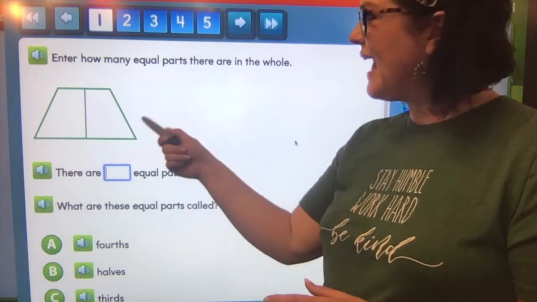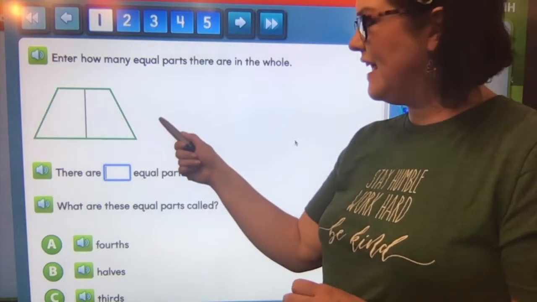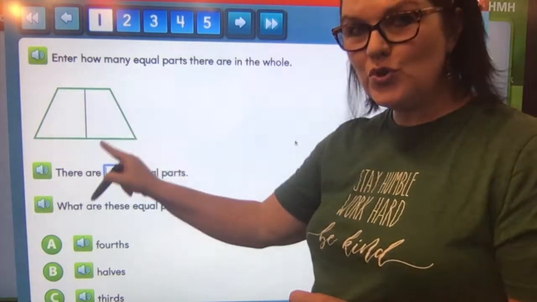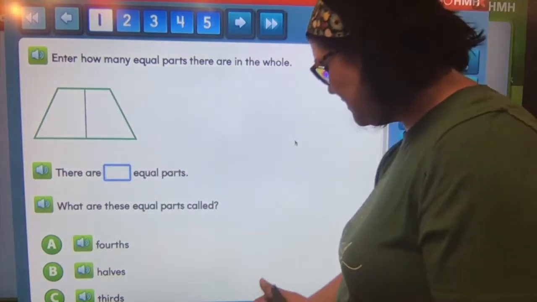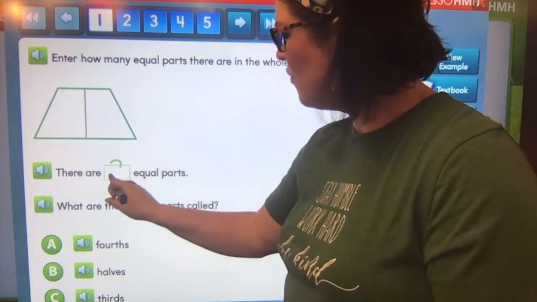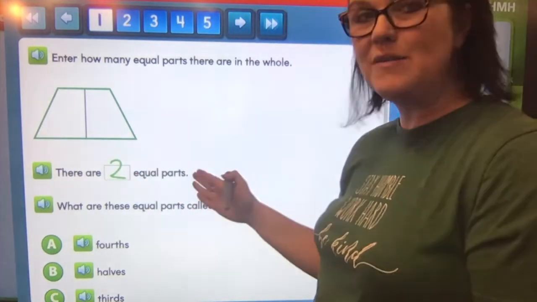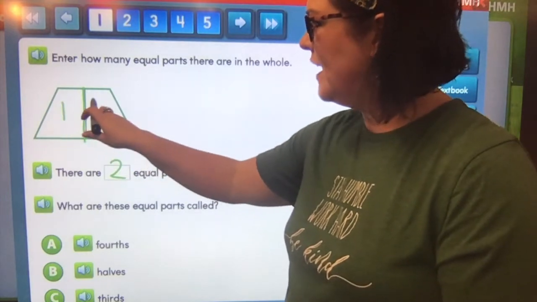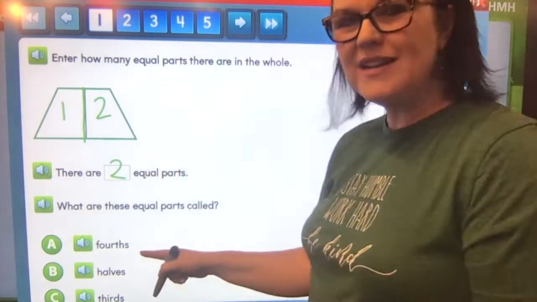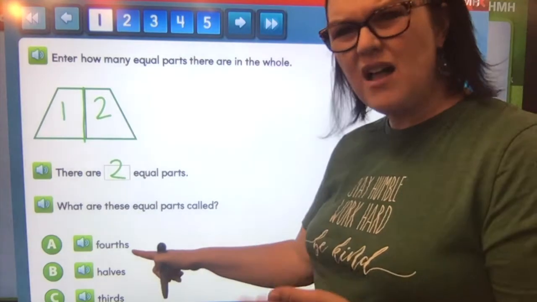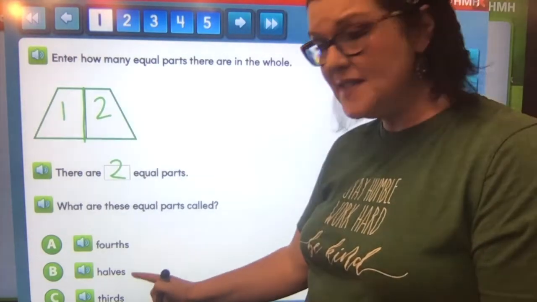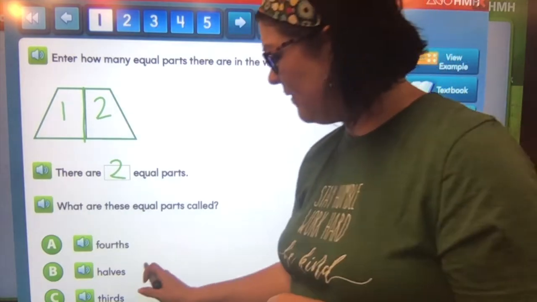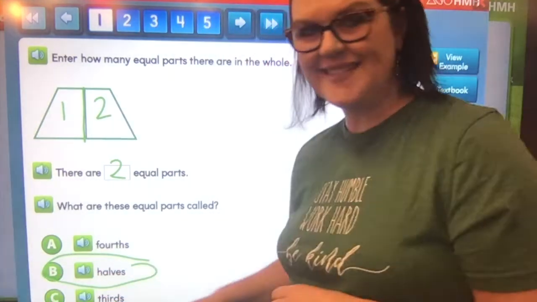Can you tell me how many equal parts are there in this whole trapezoid? There are 2 equal parts. So if we write the 2 in that box, that would mean there are 2 equal parts. As you can see, this side is 1 and this side is 2. And what is that called? Do we call it fourths, halves, or thirds? When there's only 2, we call them halves.